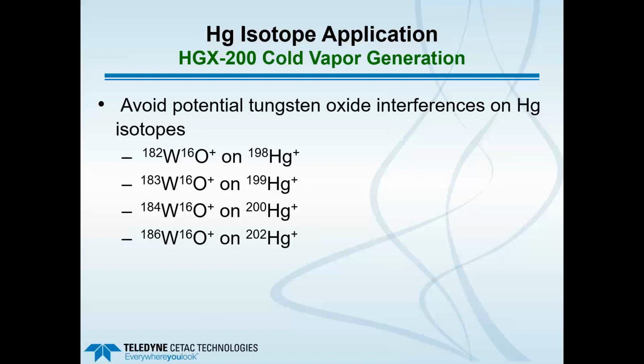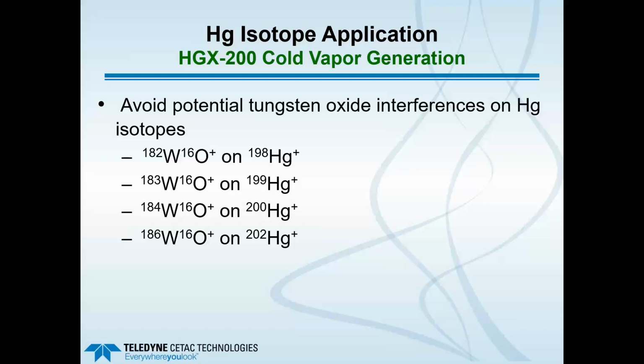Now, one other important application I do want to mention about the use of this technique of cold vapor generation for mercury with the HGX-200 is avoiding potential interference on a number of mercury isotopes. And this is for mercury isotope studies, particularly in geochemistry. I've listed there the 4 main ones of note.